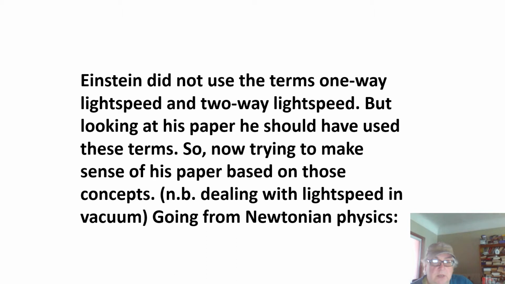Einstein did not use the terms one-way light speed and two-way light speed, but looking at his paper, he should have used these terms. So now I'm trying to make sense of his paper based on those concepts. When I refer to light speed, what I mean is light speed in vacuum, and I'm looking at his paper starting from Newtonian physics.